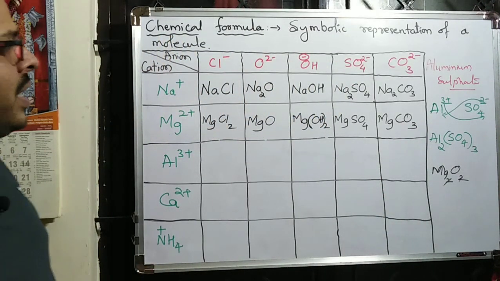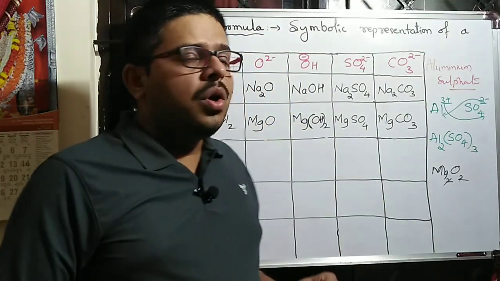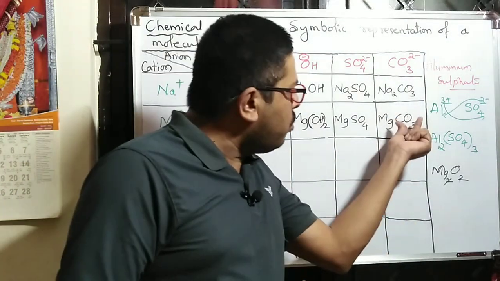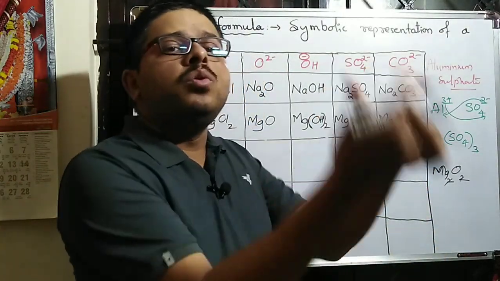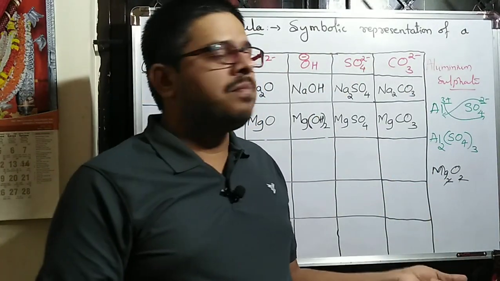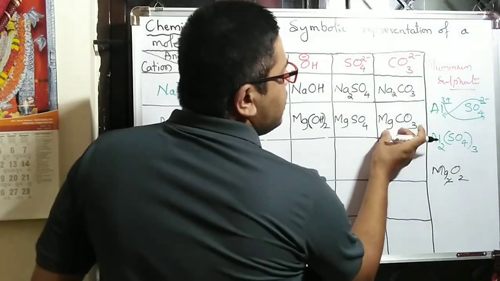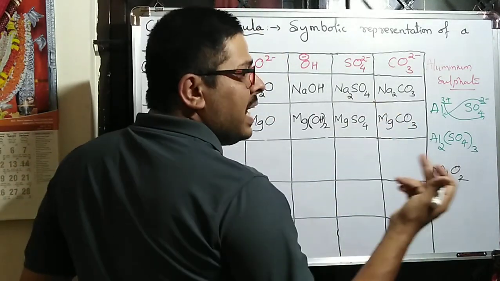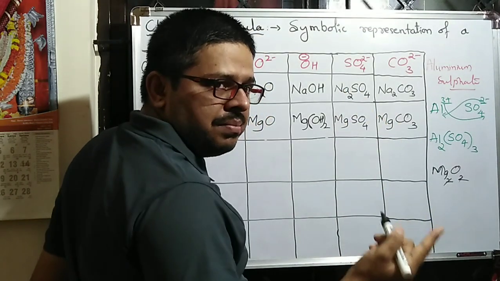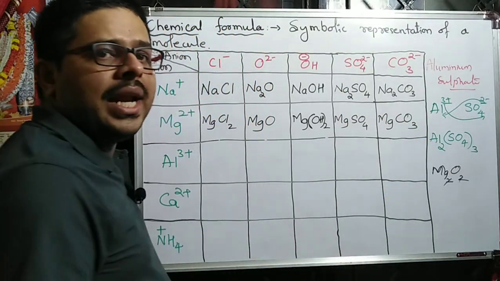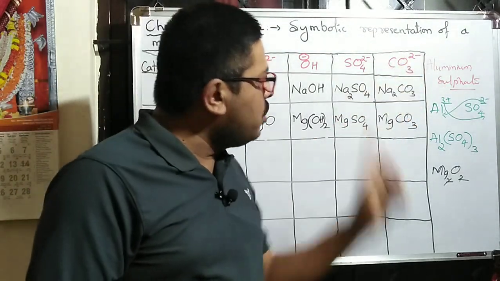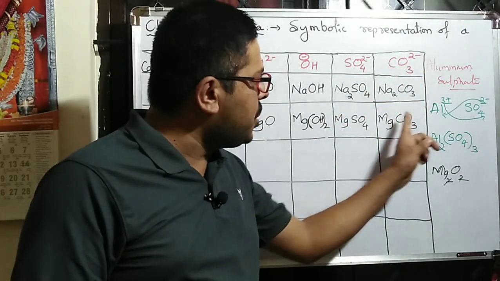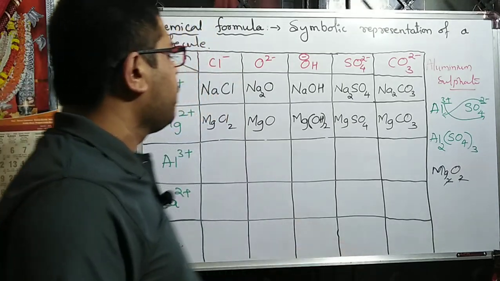So here remember, you have to know how to write the formula when the name is given, and when the formula is given, how to write the name. Both you have to know. If MgCO3 is given like this, what is the name? Mg means magnesium. CO3 means carbonate. It is not carbon dioxide. Carbon dioxide is CO2. CO3 2 minus is carbonate. Hence magnesium carbonate is the name.